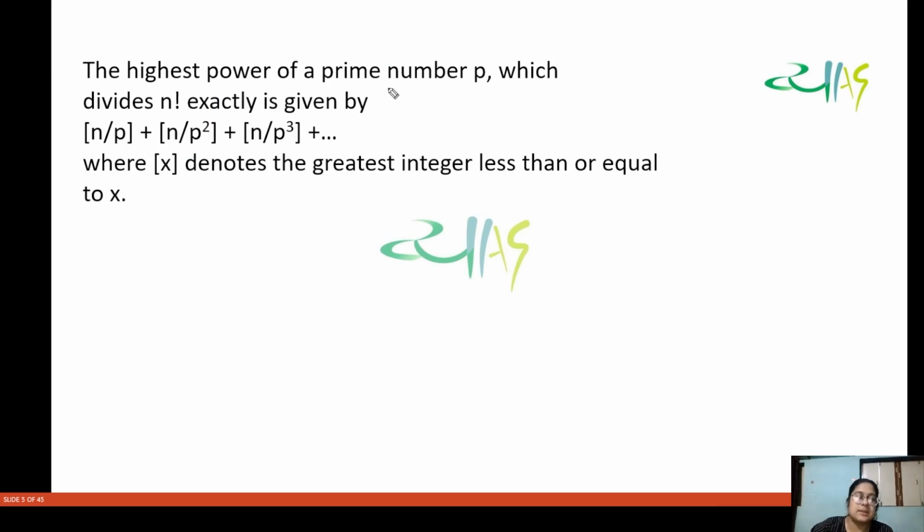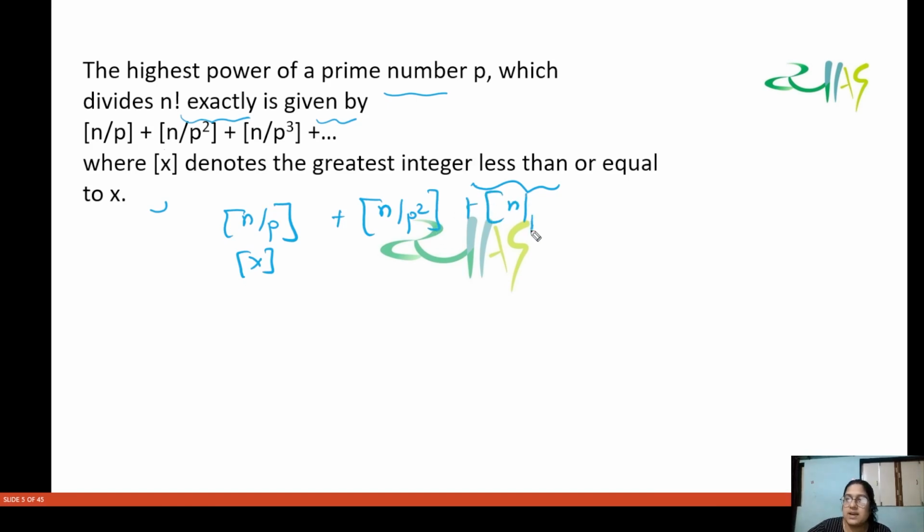See guys, look at this concept. The highest power of a prime number p which exactly divides factorial n is given by [n/p] + [n/p^2] + [n/p^3], where [x] is the greatest integer less than or equal to x. Now see how it transforms in reality. Let's take the example of factorial 7. I know factorial 7 is 7 into 6 into 5 into 4 into 3 into 2 into 1. Here I know the highest power of 3 is 3 to the power 2, because this is 6.